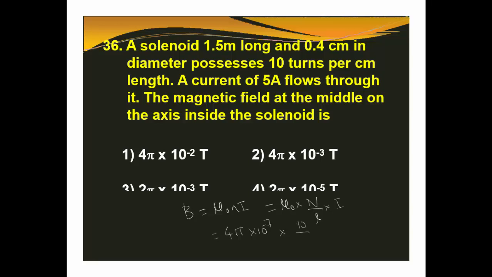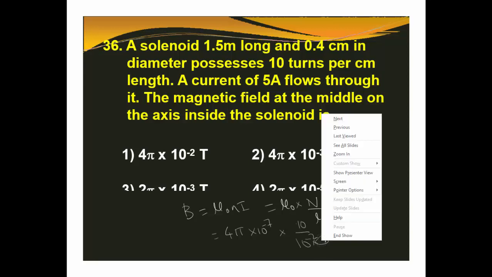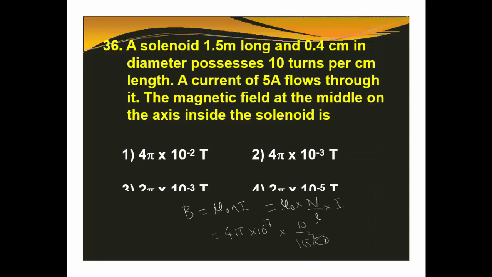Length is 1.5 meter. A solenoid 1.5 meter long, 0.4 centimeter in diameter, possesses 10 turns per unit length. 10 turns per centimeter means 10 divided by 10 raised to minus 2 per meter. So we will erase this one. See, wait once.